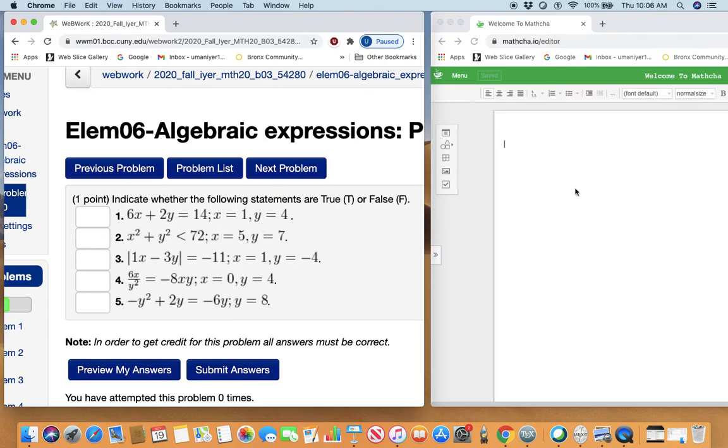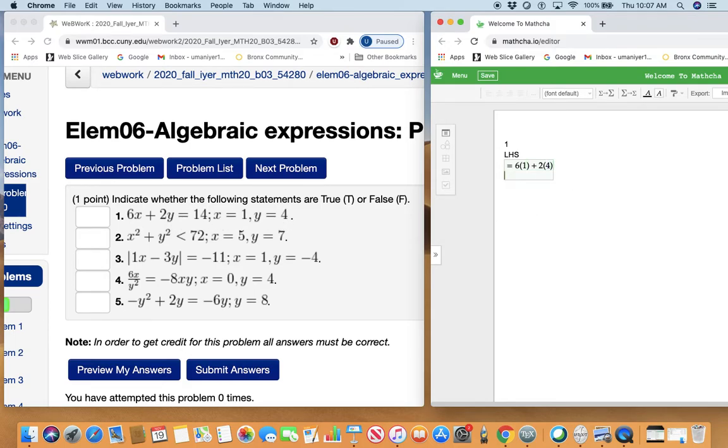So the first one is 6 times variable plus 2 times variable. Okay, so this is the left hand side. Let me write down left hand side. LHS stands for left hand side. Okay, now I'm going to plug in the variable value. X is a 1 and Y is a 4.